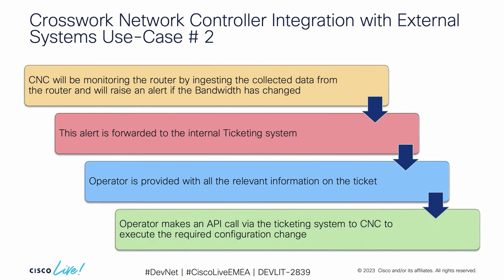Typically the alert gets forwarded to an internal ticketing system where an internal ticket is created. Once the ticket is created, it provides all the relevant information. Then the operator makes an API call using the same ticketing system, and goes and configures the QoS on the router to meet his need. He can just set it to 3, because he just learned 3, and then there is no interruption of traffic. Typically, that's what the customer here wanted to do.